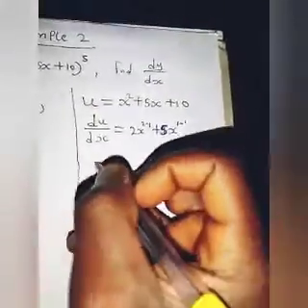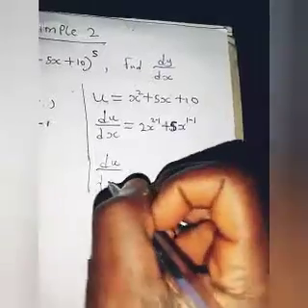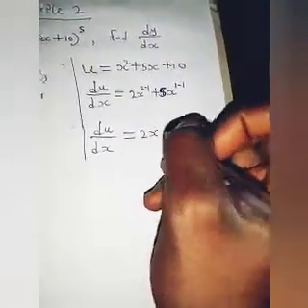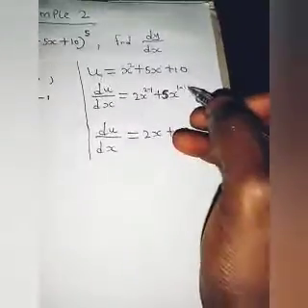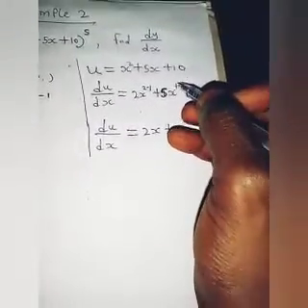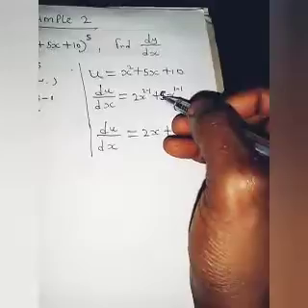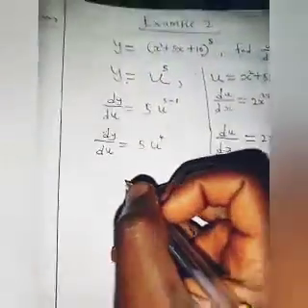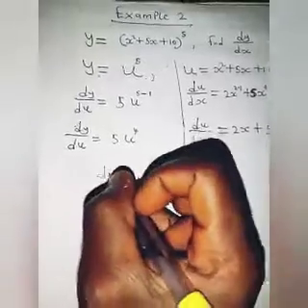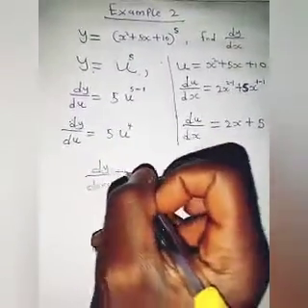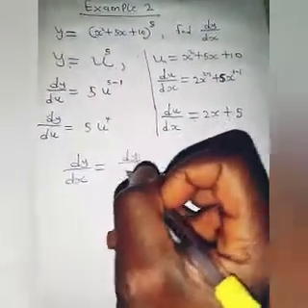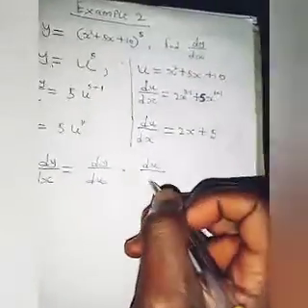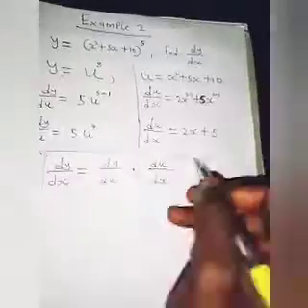Then our du over dx we equal to 2x plus 5. When we subtract this, we'll be having a 0. x is plus 1, 1 times 5, 5. So from here, chain rule says dy over dx we equal to dy over du times du over dx. This is chain rule.